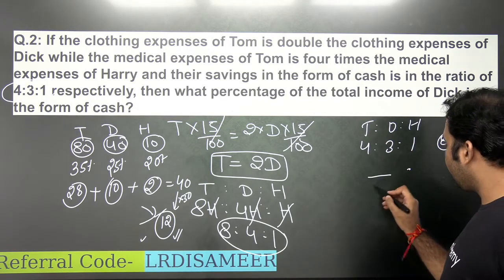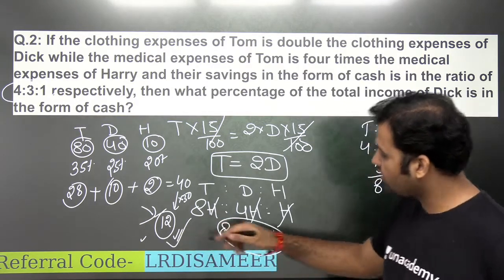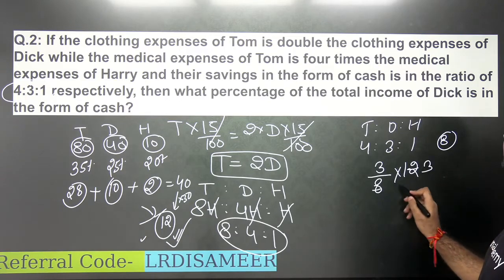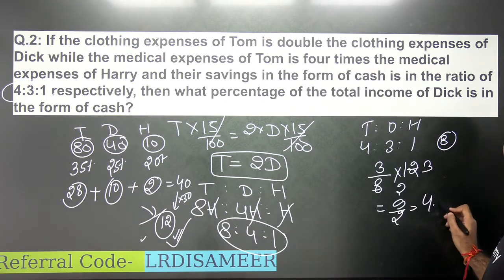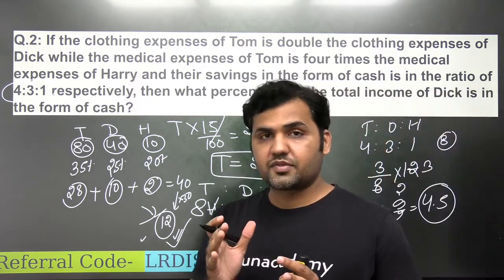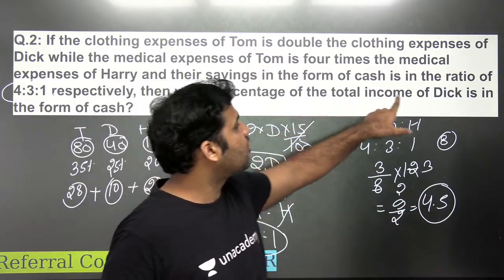So out of 8, you see Dick is saving 3 rupees, and out of total 12 rupees, what will be the amount that Dick will be saving? 4 into 3, 4 into 2, that is 9/2. 9/2 is 4.5. Now what we are supposed to find out is the saving of Dick in the form of cash is what percentage of the total income of Dick.